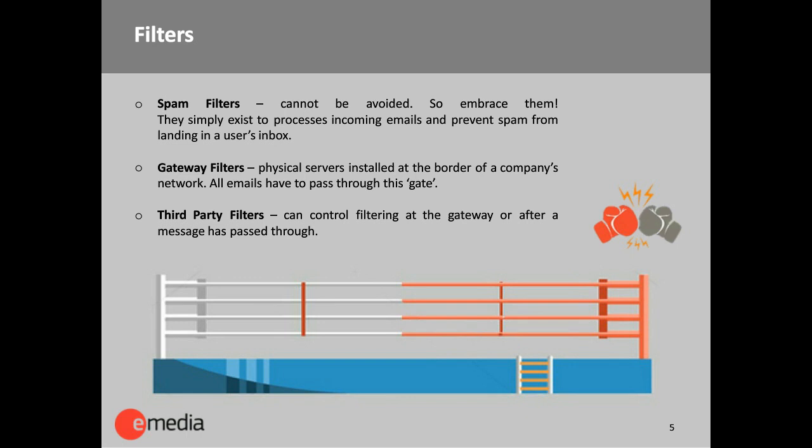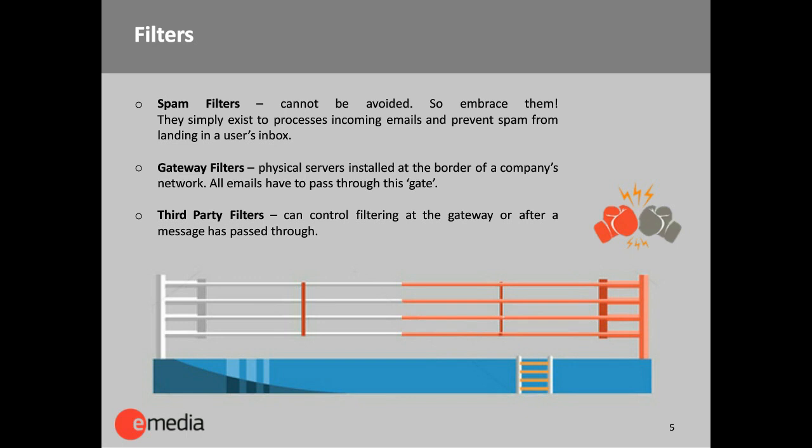All right, so what different types of filters have we got? Mainly there are two, and that's gateway filters and third-party, or hosted by another name, filters. So gateway filters are physical servers, and they're installed at the border of a company's network. So everything that wants to get through has to pass through their gate. This filter learns what to deem as spam based on all of the email coming into the company.